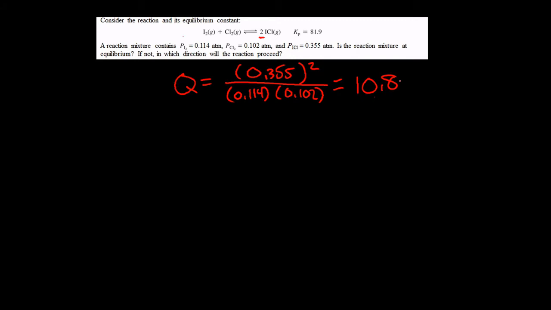So it is not at equilibrium, because if it was at equilibrium, Q and K would be the same. So because it is not at equilibrium, we need to figure out which direction it is going to move to reach equilibrium. Since Q is smaller than K, that means the reaction is going to move to the right, which is to say it's going to move to make more products. Q needs to get bigger to become the same as K. And to get bigger, we need more of this and less of this. So that's what's going to happen.